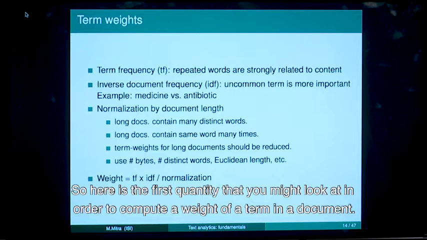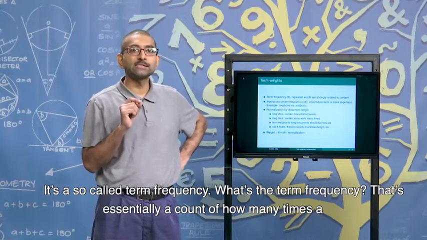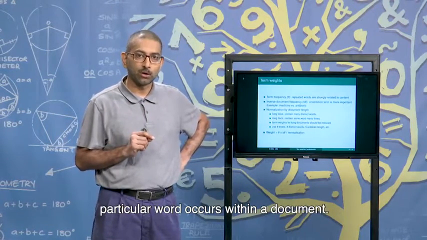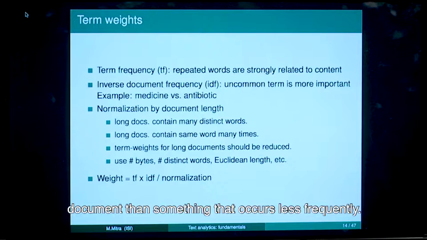So, here is the first quantity that you might look at in order to compute the weight of a term in a document. It is the so called term frequency. What is the term frequency? That is essentially a count of how many times a particular word occurs within a document. The idea being that if a particular word occurs frequently in a document, it is probably more strongly related to the subject matter of the document than something that occurs less frequently.